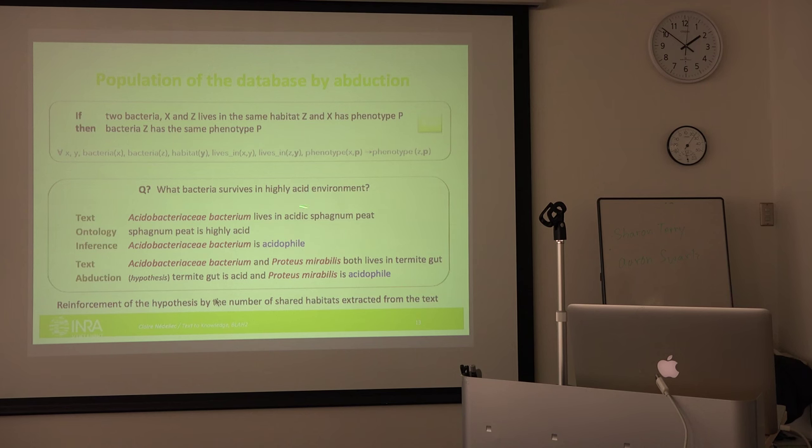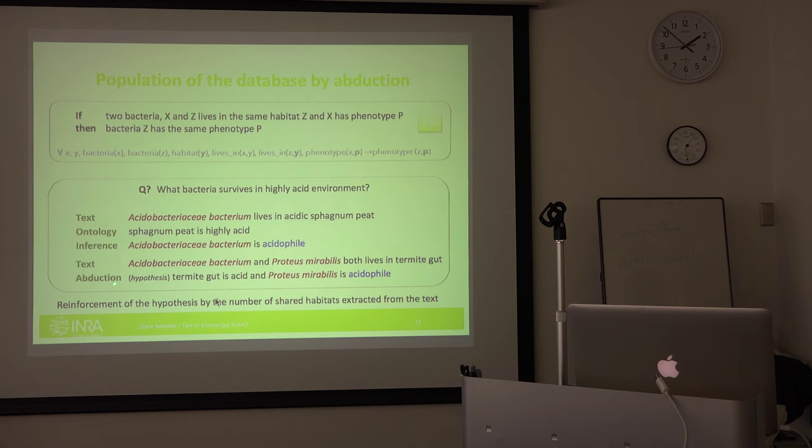What does that mean? Let's see on an example. We have a bacteria called Acidobacteria bacterium, which lives in acidic soil. This is known to be a very acid environment, and this is also what the ontology says. So from the first rule, from the previous slide, we can derive that this bacteria is acidophile. But let's see now, we have another bacteria called Proteus mirabilis. This is a normal bacteria, and it lives together with this acidobacteria in the thermic gut.